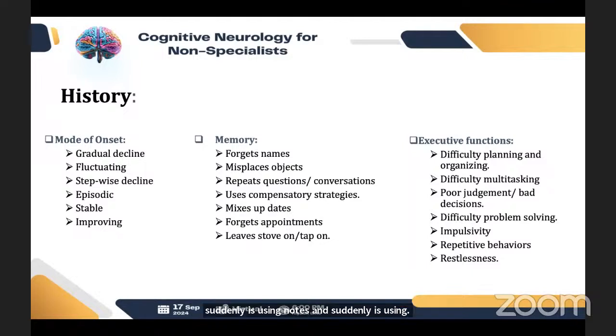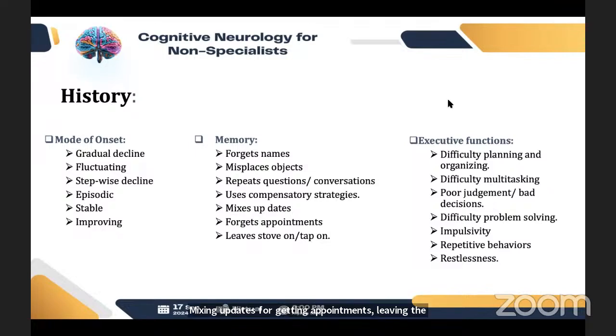Now, if this has always been the case, this is a person who has always been using compensatory strategies, you don't consider this a problem. But if it's a change, something new to compensate for the forgetfulness, then that's a red flag, something to mark. Mixing up dates, forgetting appointments, leaving the stove or the tap on.